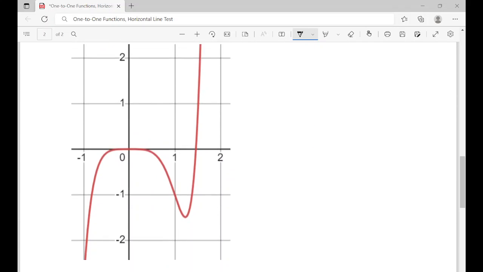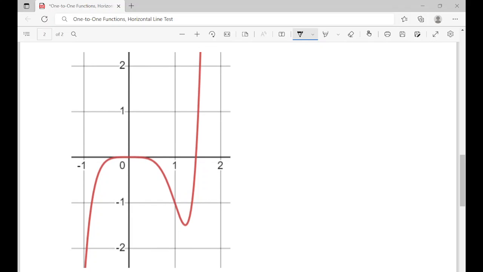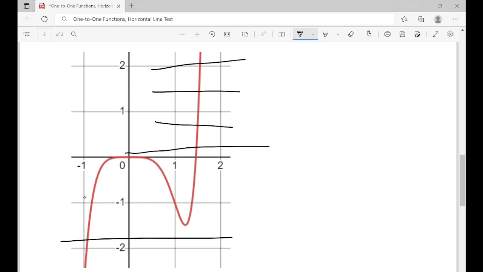And here we have this really odd looking function. Let's see if it's one-to-one. So once, once, once, once, once, 1, 2, 3 times.